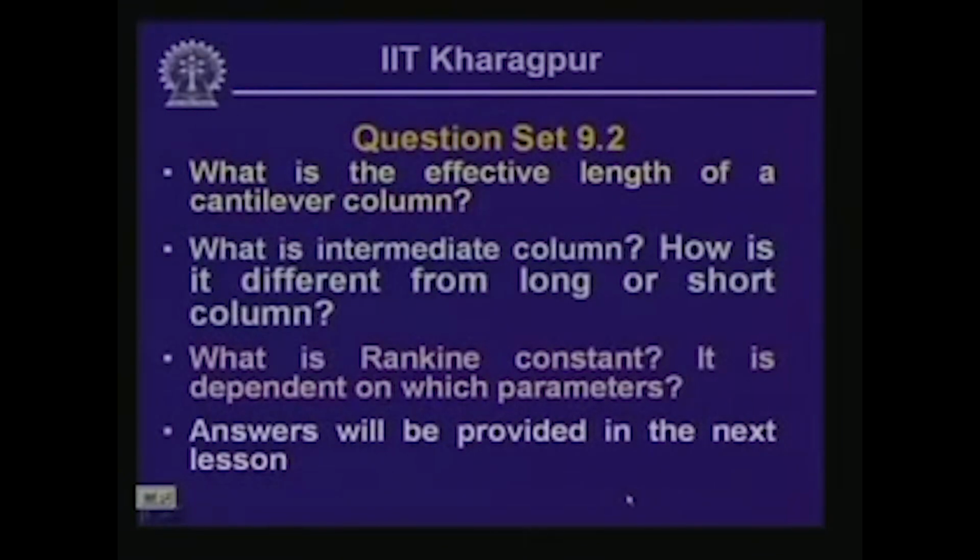Now, the questions set for you are these: what is the effective length of a cantilever column, what is an intermediate column and how is it different from a long or a short column, and what is the Rankine constant, and which parameters is it dependent on. Well, look into this, you will get the answers in these 2 lessons itself. The answers for this will be given in the next lesson.